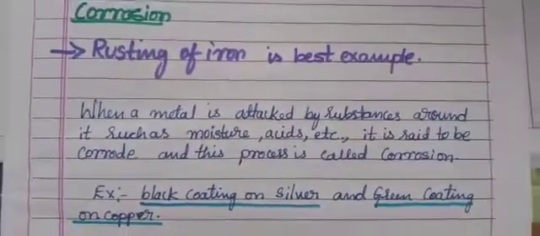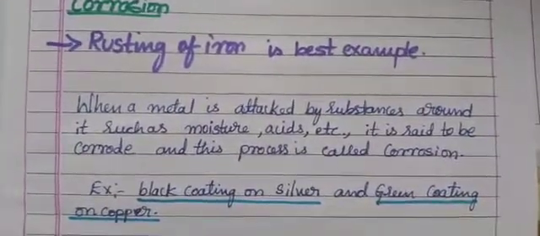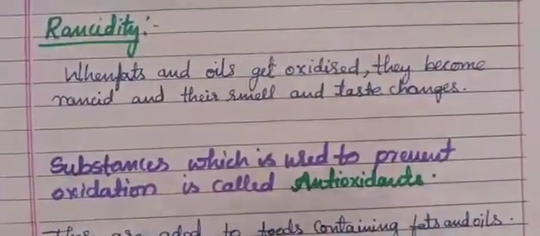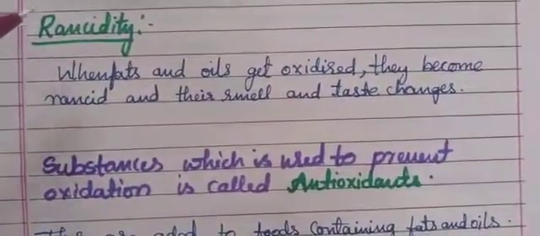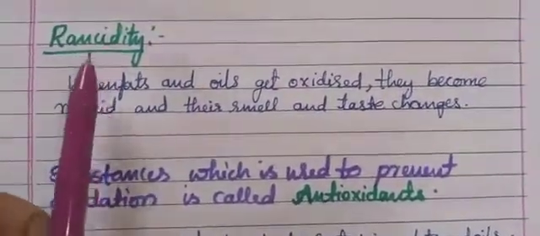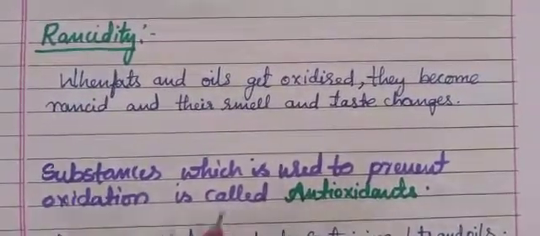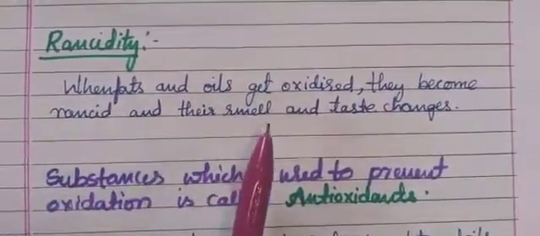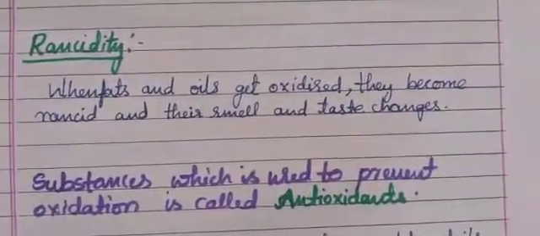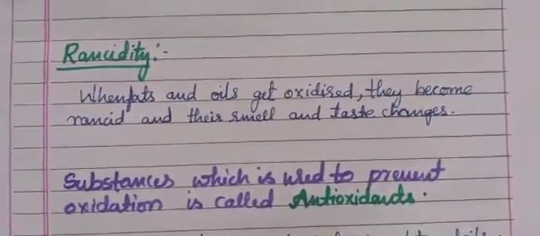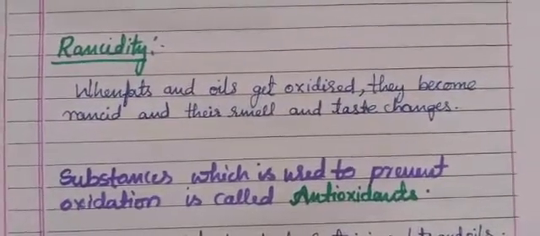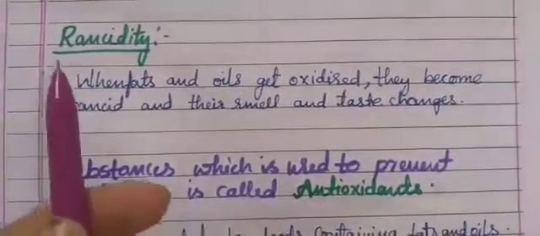And you're going to study about this corrosion topic in chapter 3, metals and non-metals. So this is enough for this chapter. The next interesting topic is rancidity. It is also related to oxidation, but it is related to organic matter. When fats and oils get oxidized, they become rancid and the smell and taste change. Suppose you keep some bakery items or oily foods for so many days, the taste and smell will change. That we call rancidity.